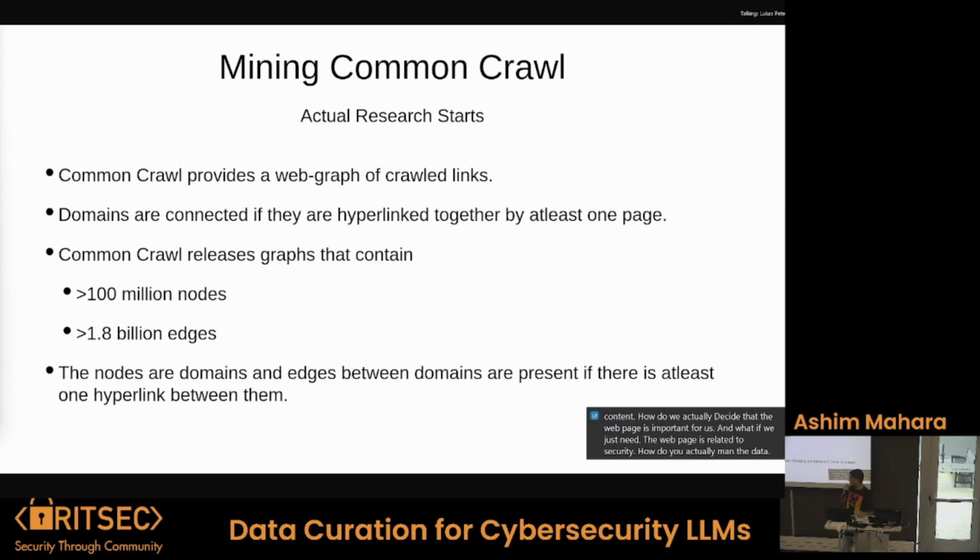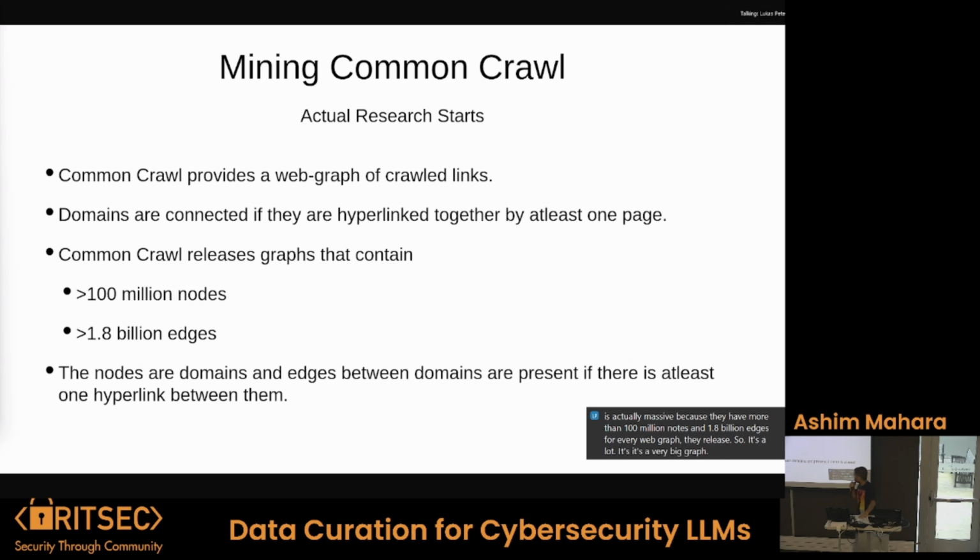So this is where the actual research starts for me. Common Crawl provides a web graph of crawl links. A web graph of crawl links means that there is a web graph where the domains are the nodes, and there is an edge if there is a hyperlink between the web pages. And the web graph is massive because they have more than 100 million nodes and 1.8 billion edges for every web graph they release. So it's a very big graph.